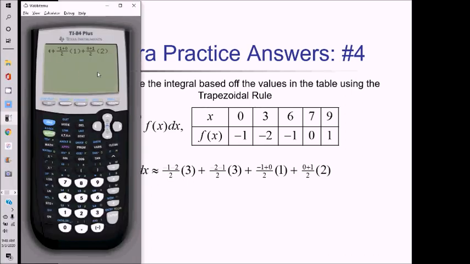So I just entered this exactly in the calculator as I see it here. I could probably save some time by not doing 0 plus 1, but whatever. Pressing enter now comes out to -17 over 2, which is really the same as -8.5 if I want to make it a decimal.